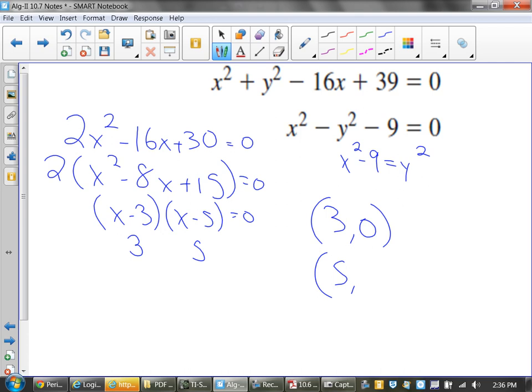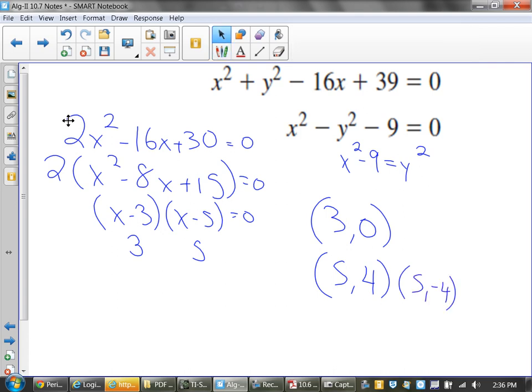What's 5 squared? What's 25 minus 9? What's the square root of 16? 4. So with the 5 value, you have 2 possible solutions. Forget the plus or minus? And I just said that. You're going to forget that. Don't forget that. And that's it.